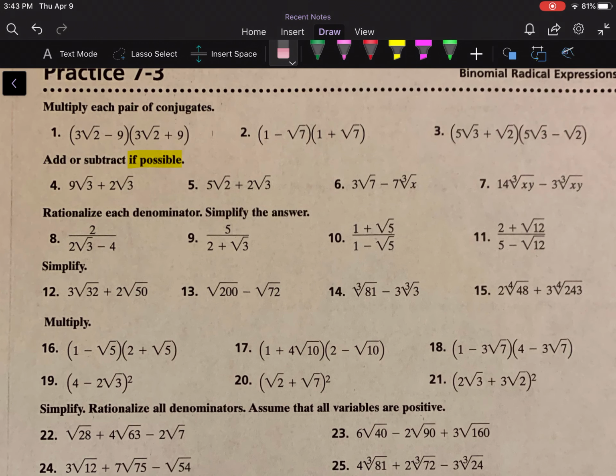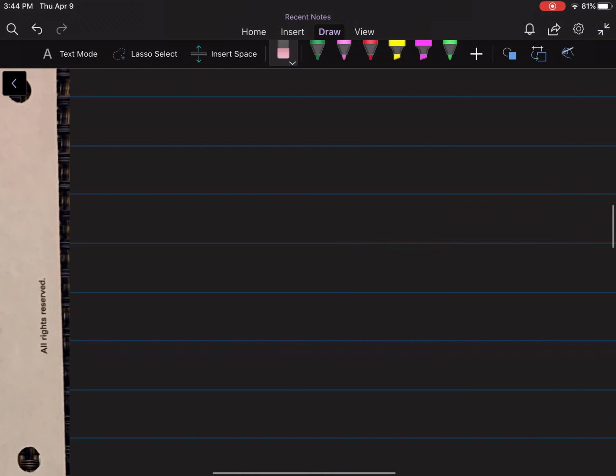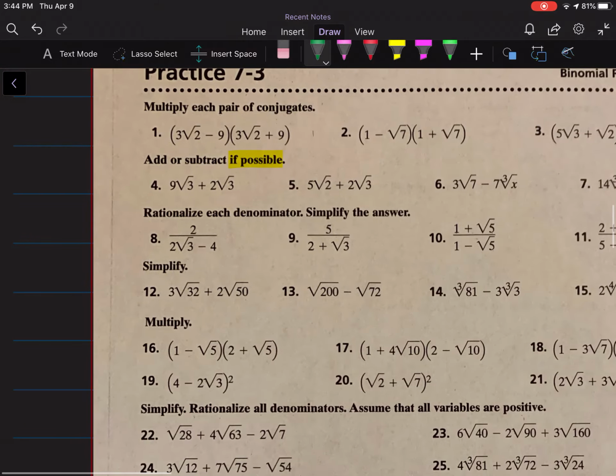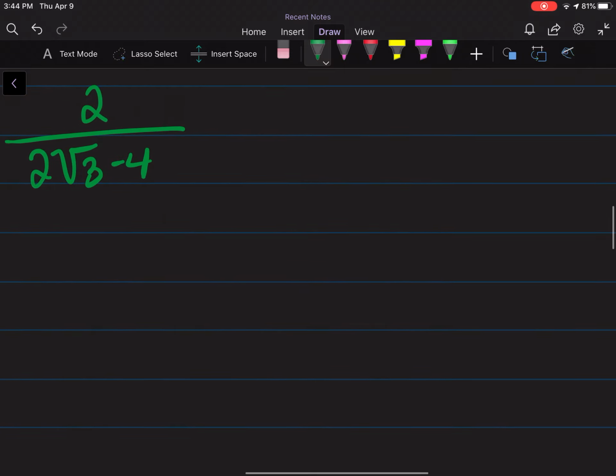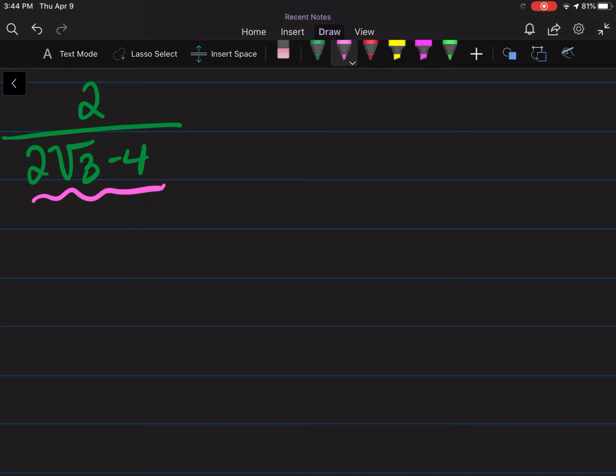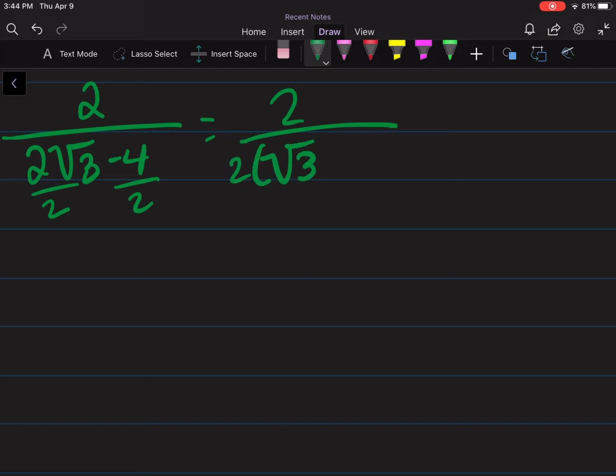It says rationalize each denominator, simplify the answer. So we have, I'll write this, 2 over 2 root 3 minus 4. The first thing I'm going to do is some factoring down here at the bottom. So I'm not going to mess with the top, just bring that over, and I can divide each part of that bottom part, the denominator, by 2. So I'm going to pull out a 2, and in my parentheses I'm going to have root 3, and negative 4 divided by 2 is negative 2.